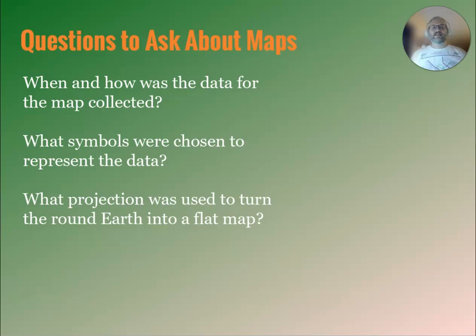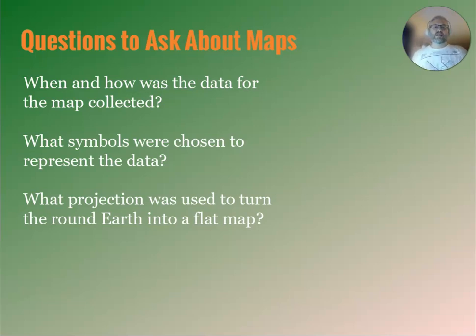Second, you should ask what symbols were chosen to represent the data. So in the map that we just saw, the symbols that were chosen were big areas of block color. Right, so they chose those symbols to represent the data. Other sorts of maps may use textures. They may use little icons to represent things. So you want to look at what kind of symbols are being used and whether they're appropriate symbols. Maybe they're misleading symbols in some way.